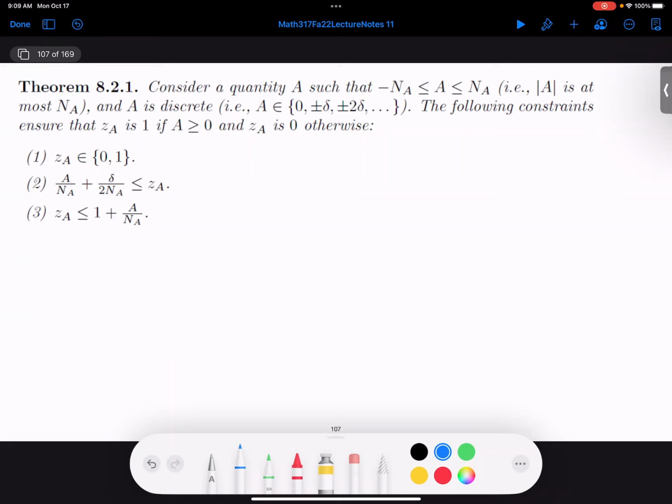Okay, so it's bounded, and I'm going to assume A is discrete, so it can be 0, plus or minus delta, plus or minus 2 delta, and so on. The following ensure that ZA is 1 if A is greater than 0, and ZA is 0 otherwise. So we'll talk about these three constraints slowly in a moment. What is ZA of A detecting? Yeah, if A is greater than or equal to 0, basically if A is happening.